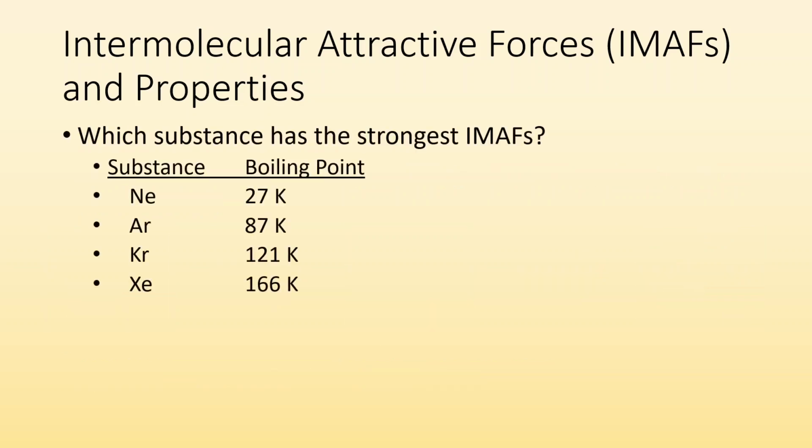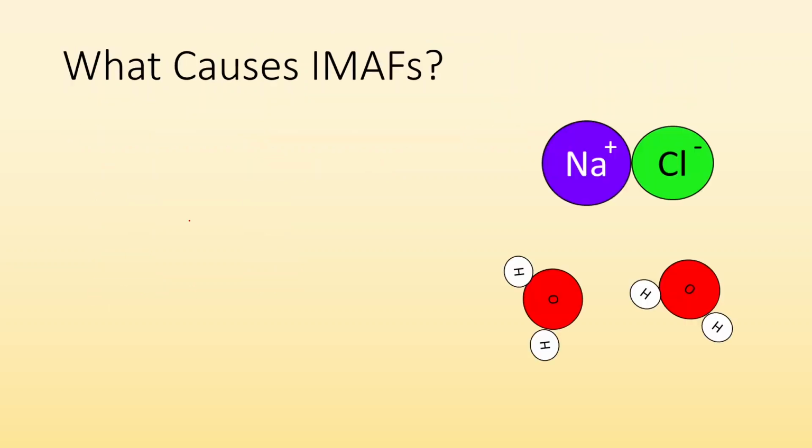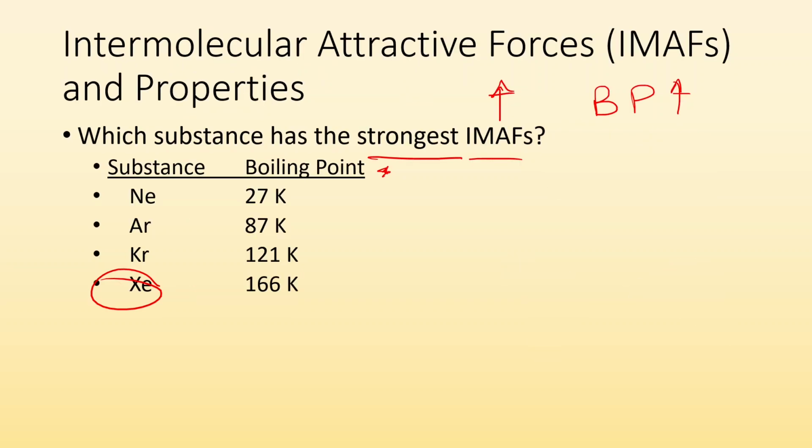So here's some physical properties. Which one of these has the strongest intermolecular attractive forces? All right, we got substances and we got boiling points. So we know that if the intermolecular attractive force strength goes up, well, then it should be harder to vaporize them. So the boiling point should also go up. So which one of these has the strongest? Looks like xenon would. And if we take a look, oh yeah, that's just the right answer.